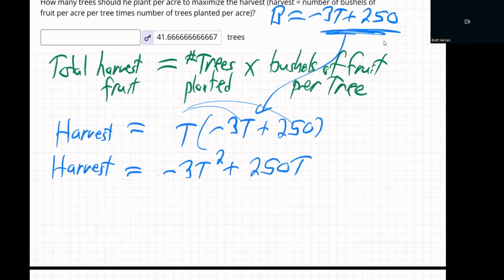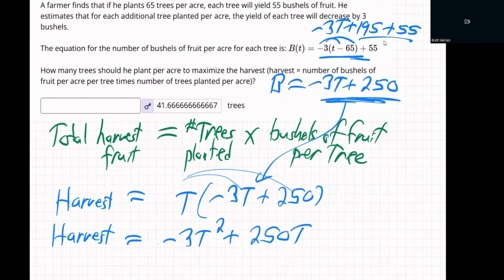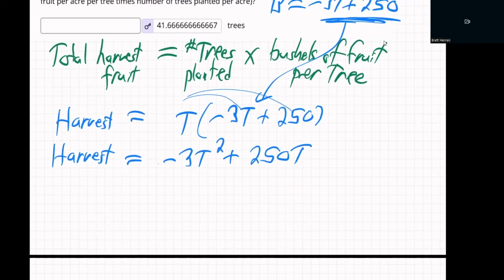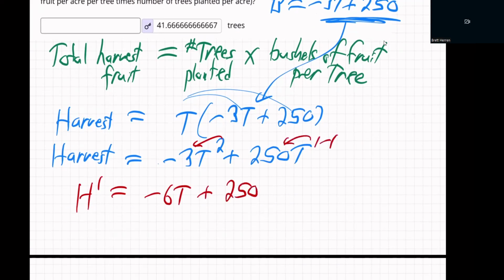Now, what do we want to do? We want to maximize harvest. So how do we do that? Take the derivative, huh? Set it equal to 0. Bring this down, minus 6t plus 250. This is first power, just comes down, subtract 1, it's gone.